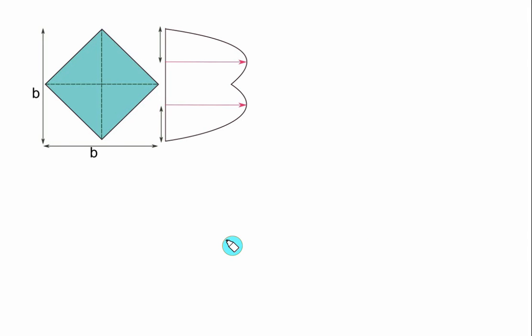Now consider here a rhombus whose diagonal is horizontal and vertical and the length of diagonal equal to B.